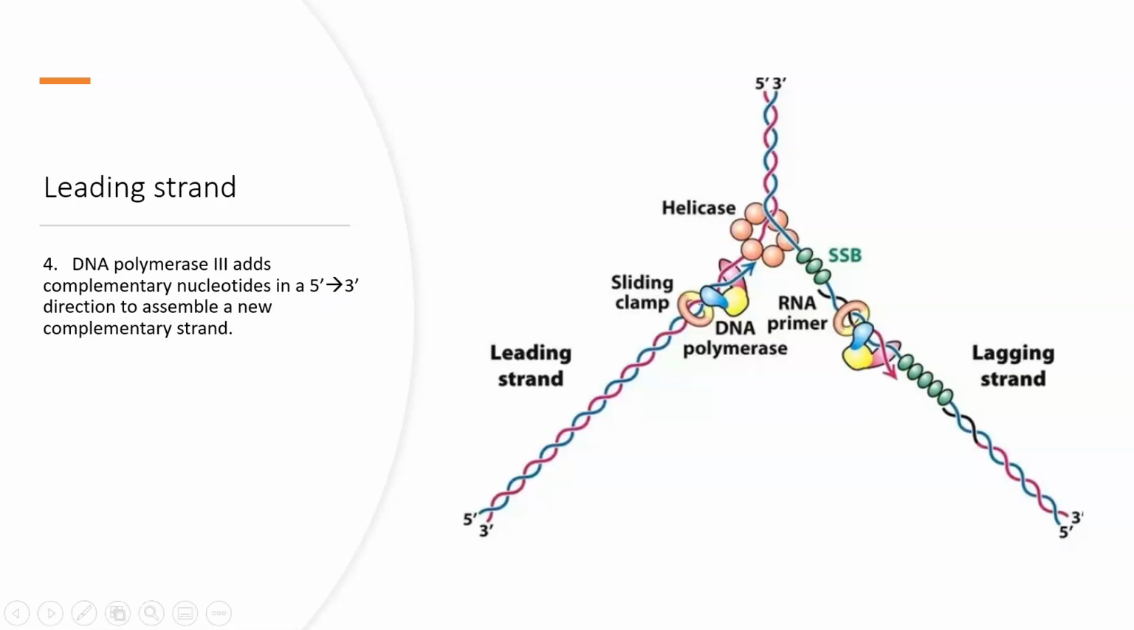Did I just say that or did I say it the other way around? This is correct. DNA polymerase 3 adds complementary nucleotides in a 5' to 3' direction to assemble the new complementary strand. Replication is always chasing the replication fork. So what does that mean? The replication fork is where the helicase is unzipping. So for the leading strand, replication is always working towards the replication fork, where the helicase is working. And this is called continuous replication.